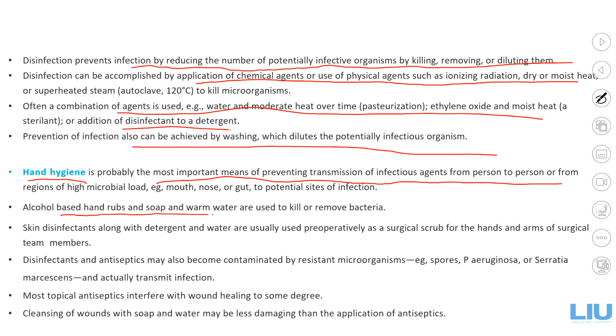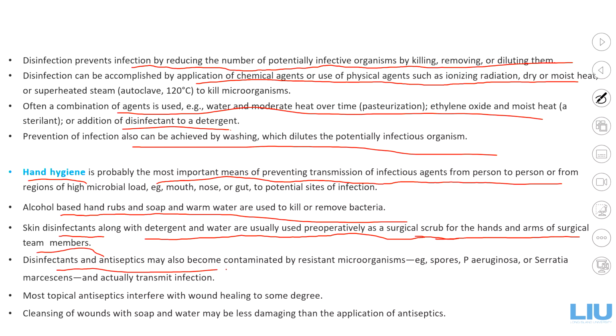Alcohol-based rubs and drops can kill bacteria. Skin disinfectants with detergent and water are usually used preoperatively as a surgical scrub for hands. For team members, disinfection does not cause [harm]. Most typical antiseptic for wound healing.